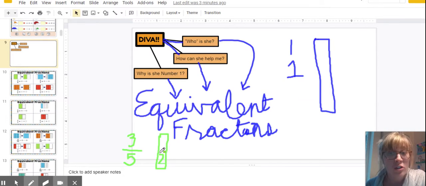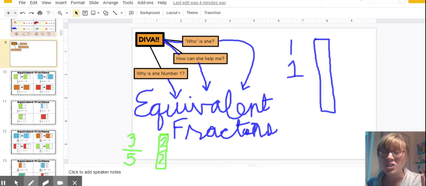So you take your two out of two, which we know, right? If you have two things shaded in out of two total, that is one whole. It is a value of one whole. That is why Diva is number one. She is the value of one. So, what we know about the identity property is that the identity property tells us that whenever we multiply something by one, it keeps its value. The value stays exactly the same.